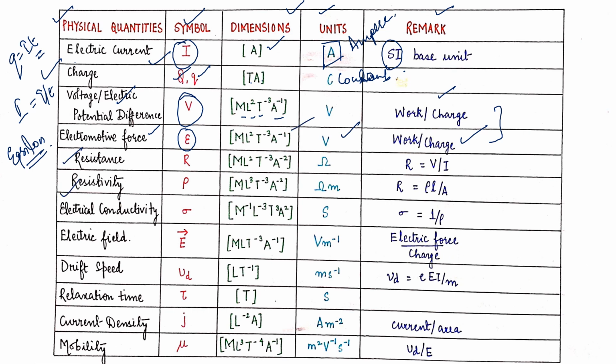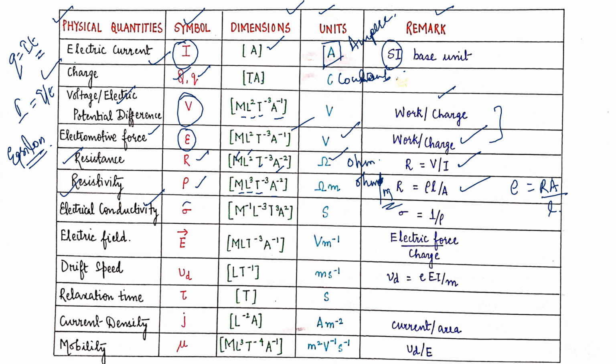Now we have resistance and resistivity, given by R and rho respectively. Resistance has dimension M, L2, T minus 3, A minus 2, given in ohm, and its formula is R equals V upon I. Resistivity has dimension M, L3, T minus 3, A minus 2, with unit ohm into meter, given by R equals rho L upon A, or rho equals RA upon L.